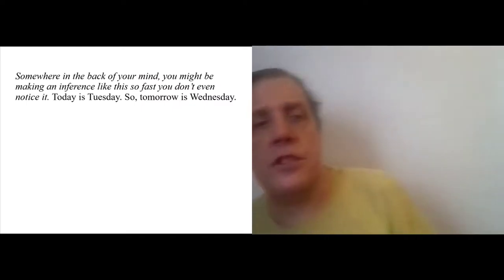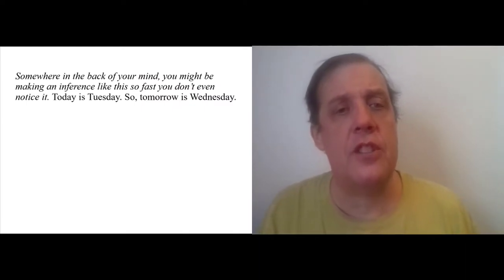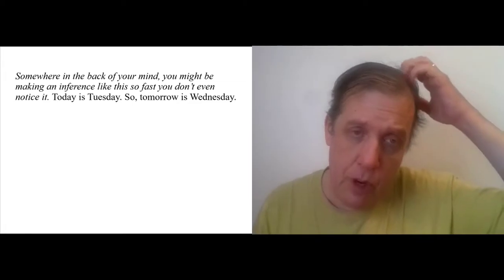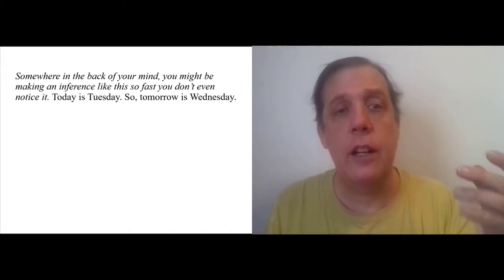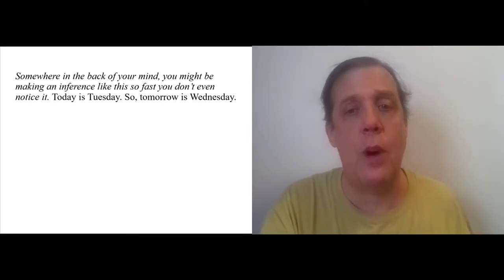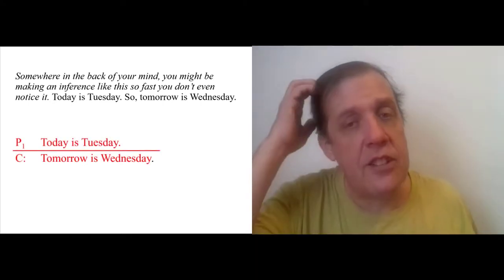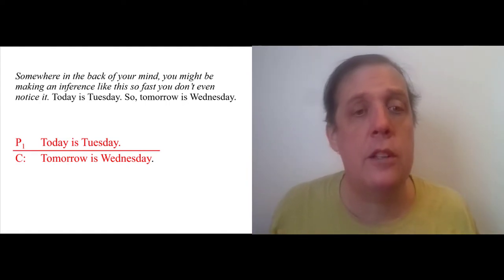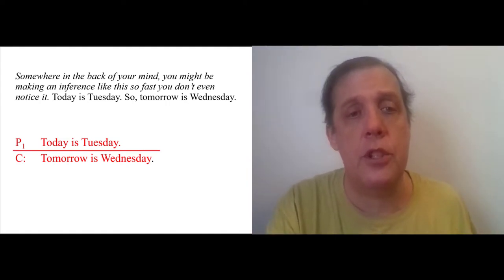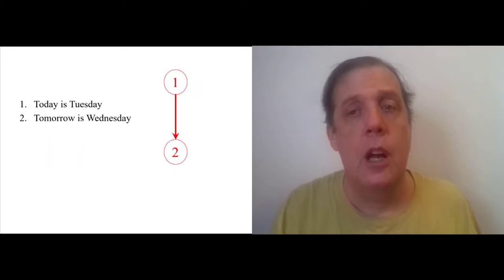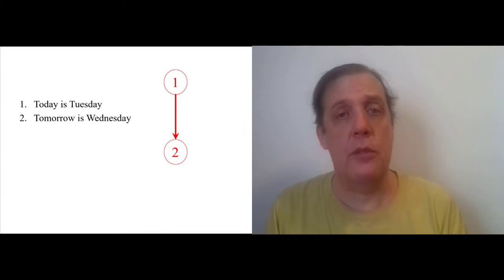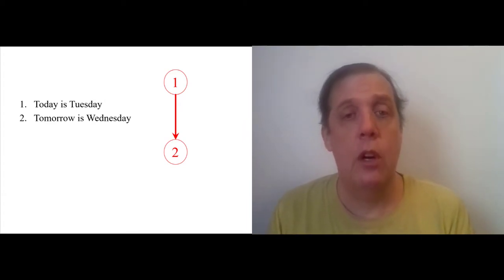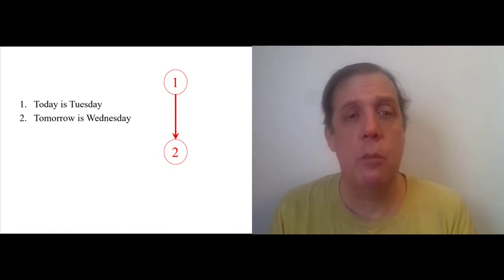So for the simple diagram, I use this example of somewhere in the back of your mind, you might be making an inference like this, right? Today is Tuesday, so tomorrow is Wednesday. When we represented that in standard form, it just became P1, today is Tuesday, and conclusion, tomorrow is Wednesday. For the arrow diagrams, this gives us the simplest diagram, the single arrow. 1, today is Tuesday, and then an arrow pointing down to the number 2, tomorrow is Wednesday.